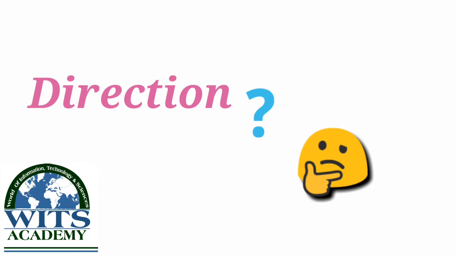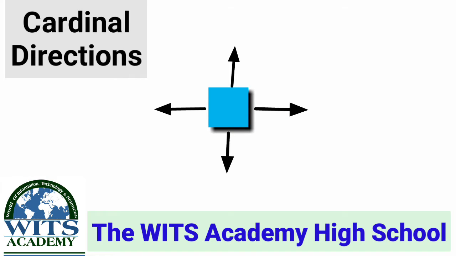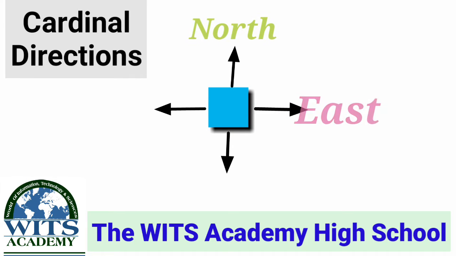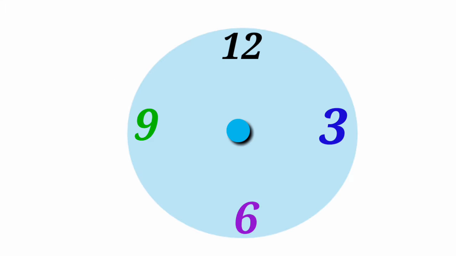Students, if you want to find a place but you don't know the direction, how can you find the place? That's why you need to know about direction. We have 4 directions: north, east, west and south. These are cardinal directions. Students, see the clock present on your slide.